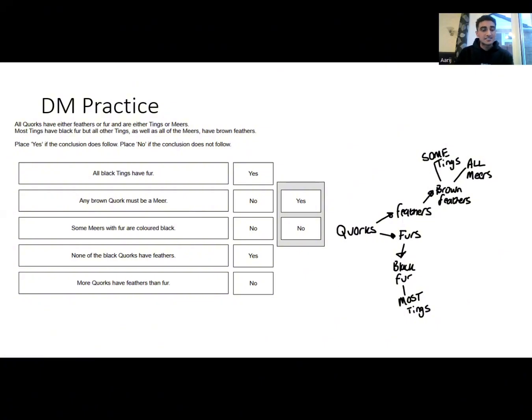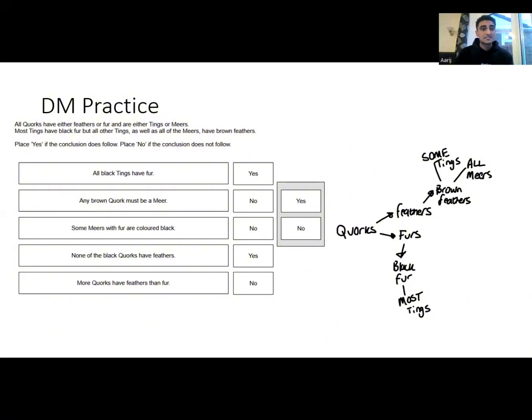And then moving on to statement C, we're given that some maize with fur are coloured black. So again, in the question, there's no mention of maize in the fur section. So if you have a look here in the fur, you can see I've not got a mention at all of maize. So therefore, we can't assume that it's correct or not. So we just put no, we're not inferring anything.